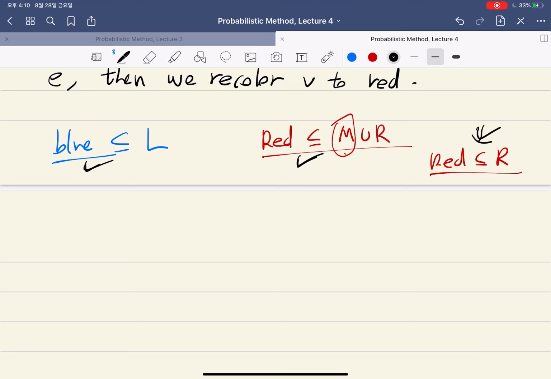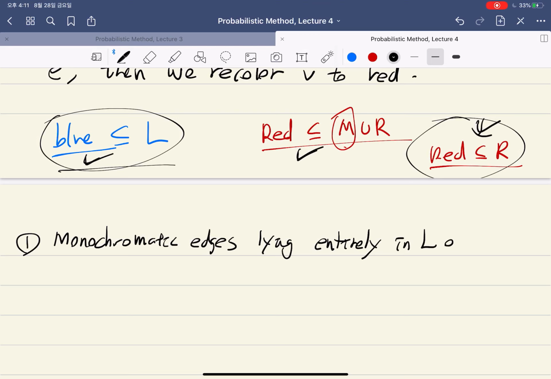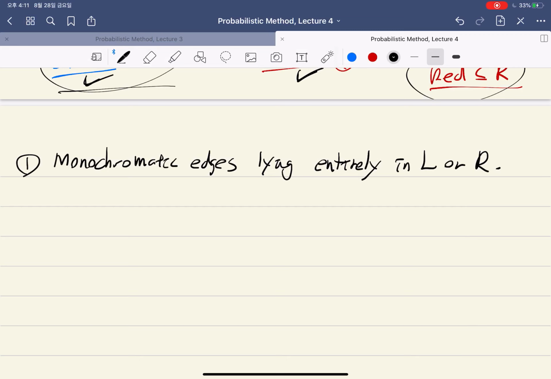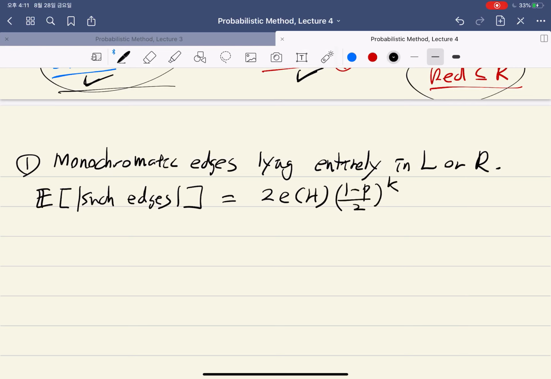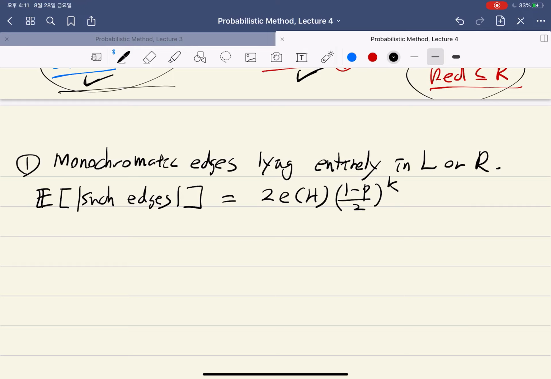So let's consider these 2 types together. There could be monochromatic edges lying entirely in L or entirely in R. So what's the expected number of such edges? For each edge, it's either entirely lying in L with this probability or entirely lying in R with this probability. So the probability that one of them happens is 2 times this. And there are as many edges as in H.